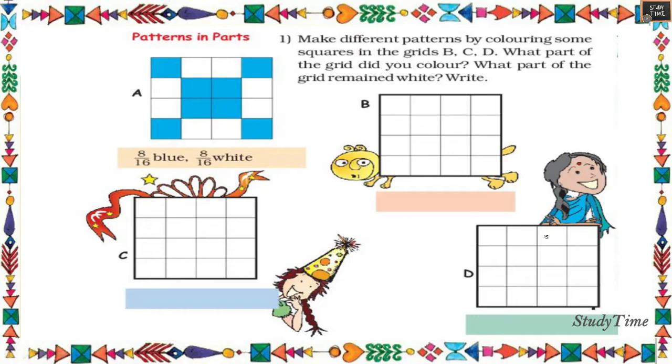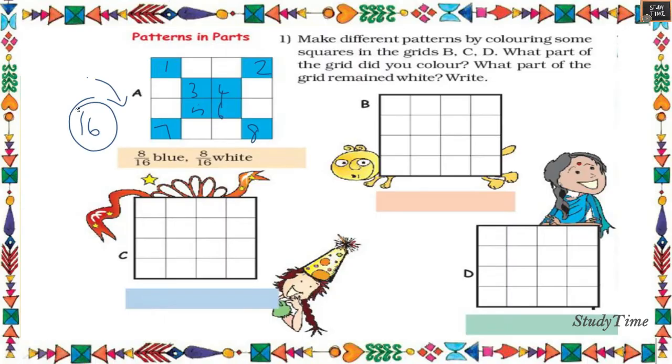Next, make different patterns by coloring some squares in the grid. See here, one pattern is colored. Blue color is 1, 2, 3, 4, 5, 6, 7, 8. So blue is 8 divided by 16. Total parts is 16. So 8 divided by 16. White is 8 divided by 16.